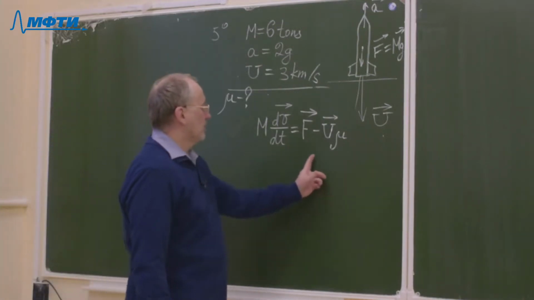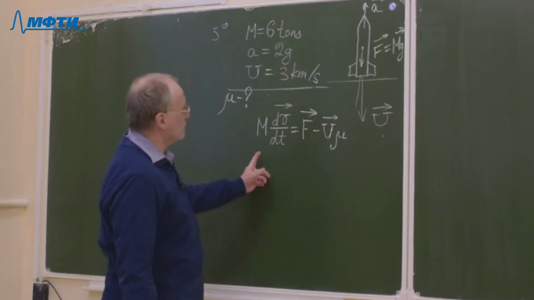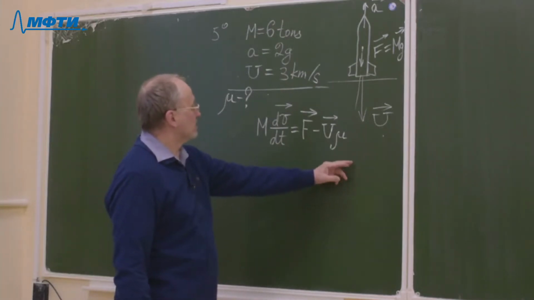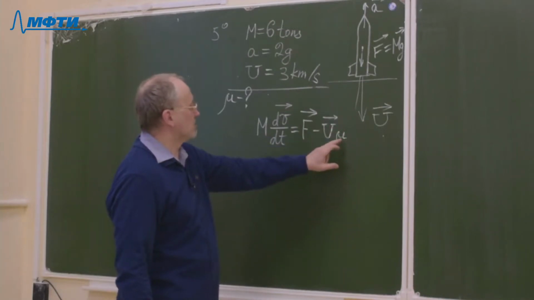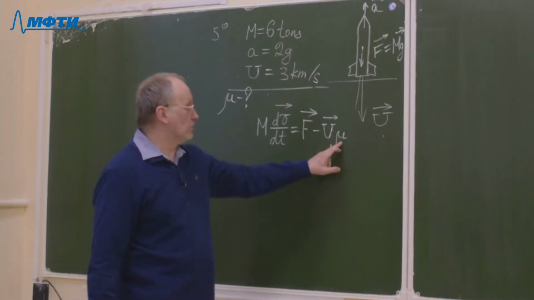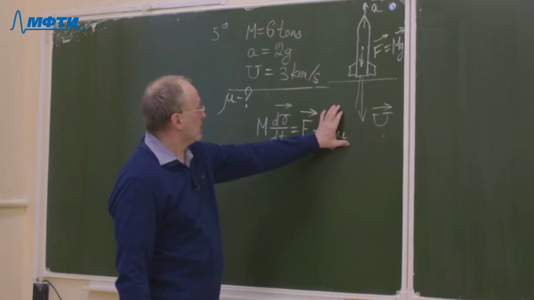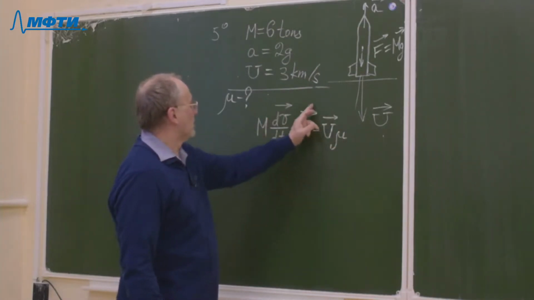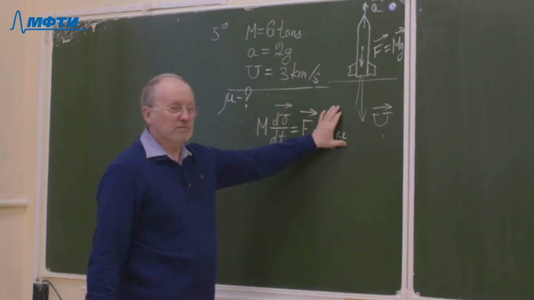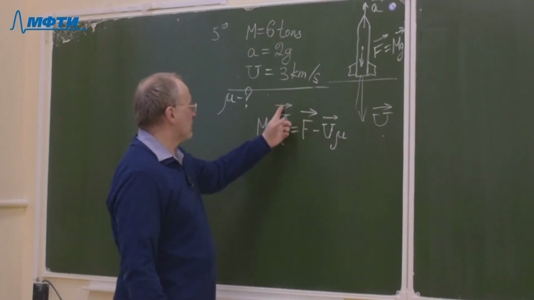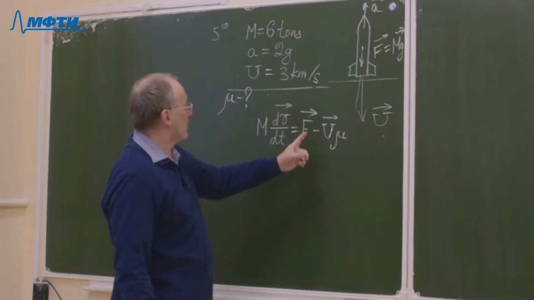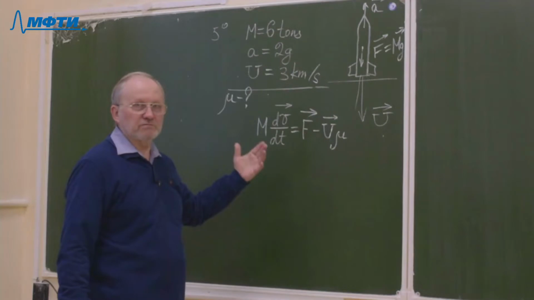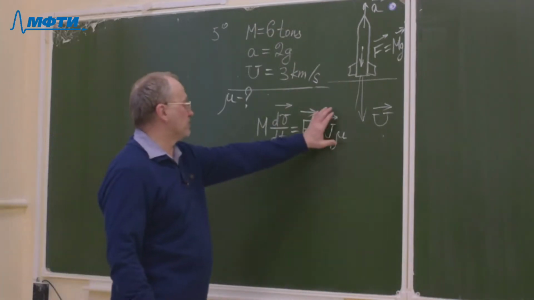Well, this equation is understandable on an intuitive level. Suppose there is no fuel consumption, so mu equals zero. Then this term is absent, and we obtain just Newton's second law. And the acceleration will be directed along the net external force. That's natural, like in Newton's second law.